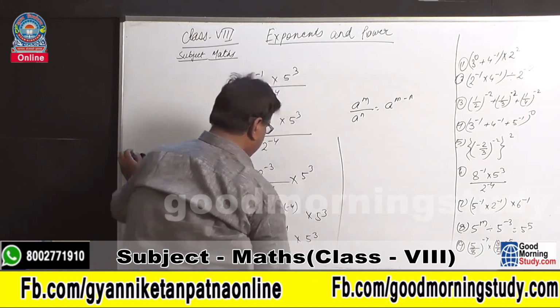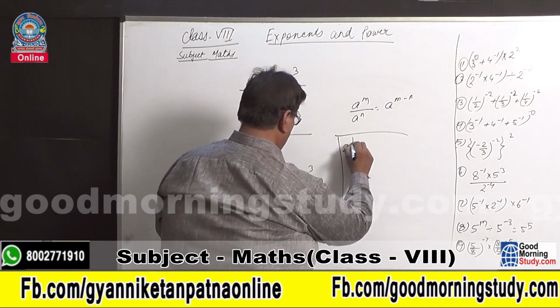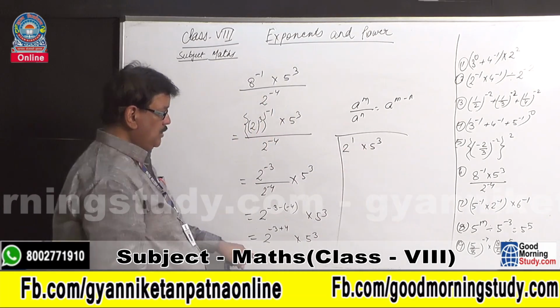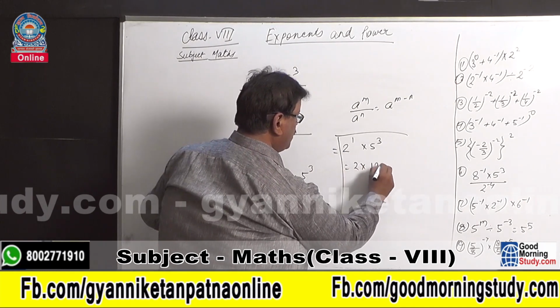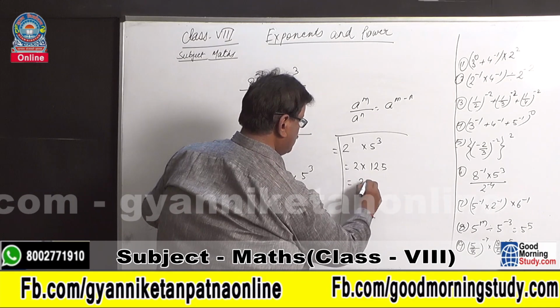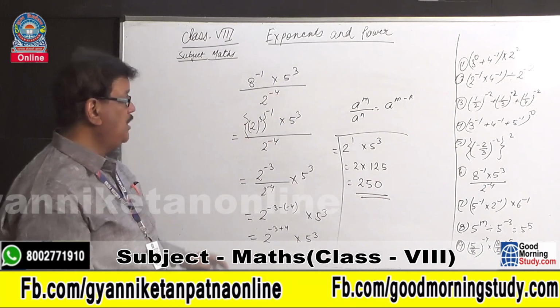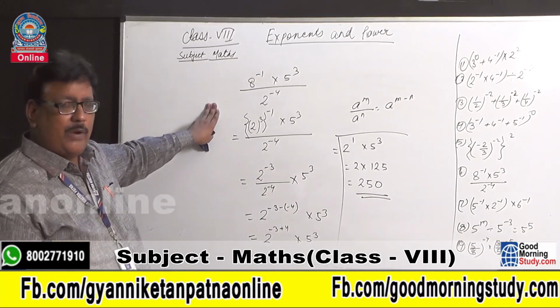So what will we get? 2 raised to the power 1 into 5 raised to the power 3. So the next step will be 2 into 125, that is 250. So this is the final result of this equation.